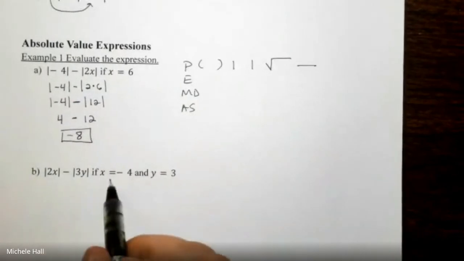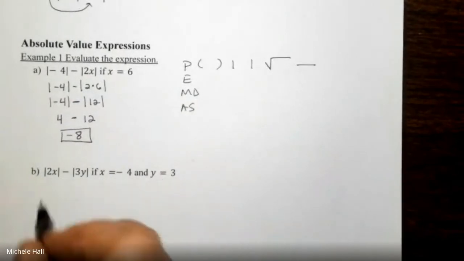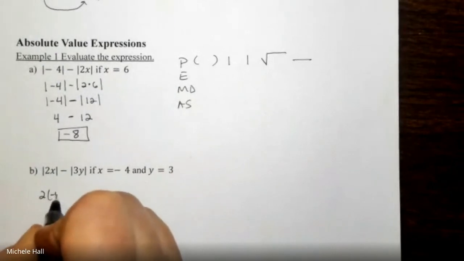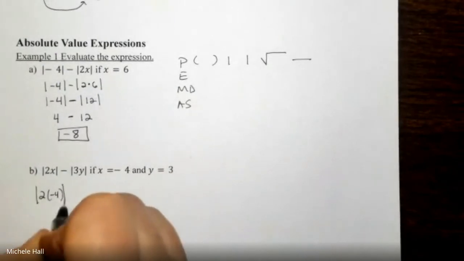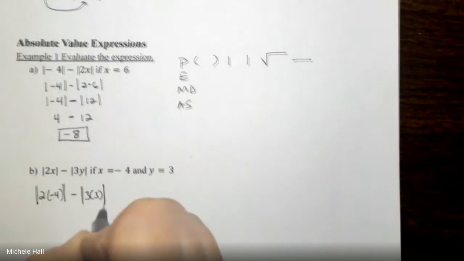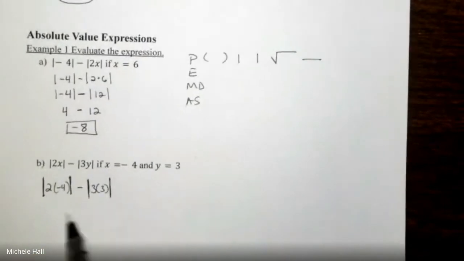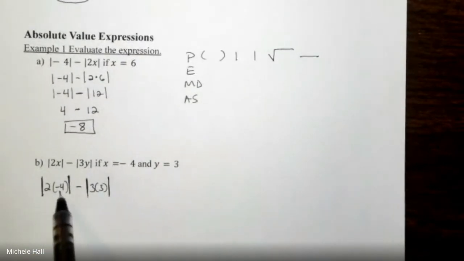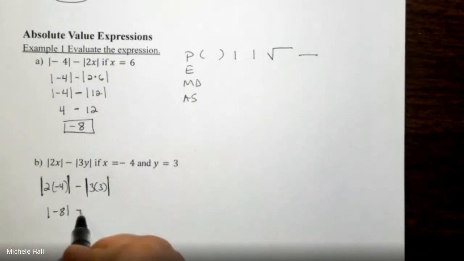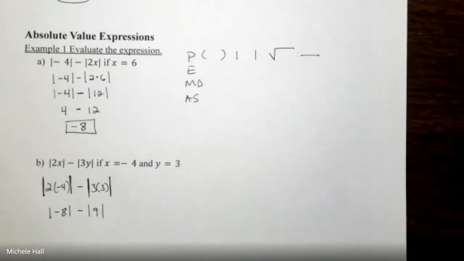Again, we're going to substitute in our x and y values. We have 2 times negative 4, that's the absolute value, minus the absolute value of 3 times 3. We're going to start by simplifying what's on the inside. 2 times negative 4 is negative 8. We have the absolute value of negative 8. 3 times 3 is 9, so we have the absolute value of 9.